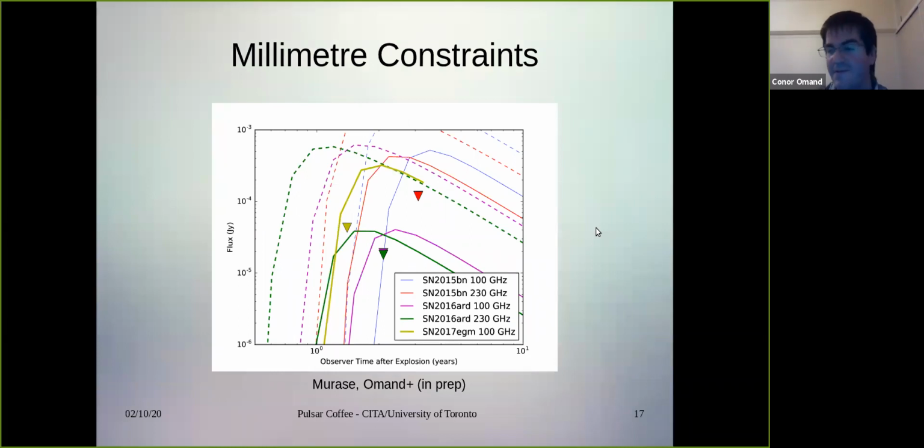But when we did our observations, we found that for 2015BN at 100 and 230 gigahertz, this is red and blue, both of these are non-detections below what we thought should have happened. The green and purple here are for ARD. Again, both of them were non-detections below our model lower limit. EGM was also below our model lower limit. So all of our millimeter predictions failed.